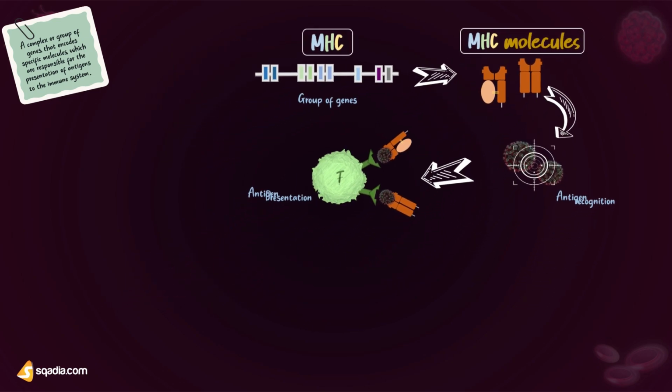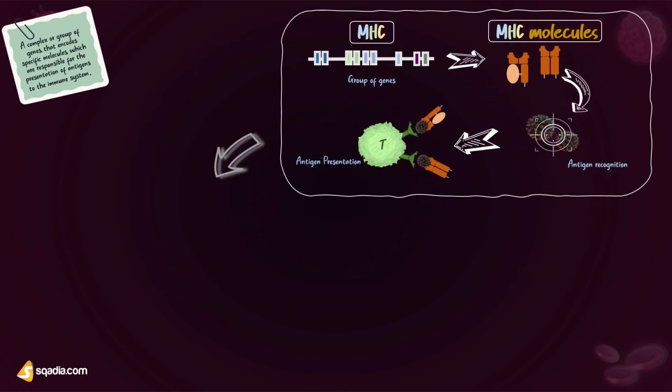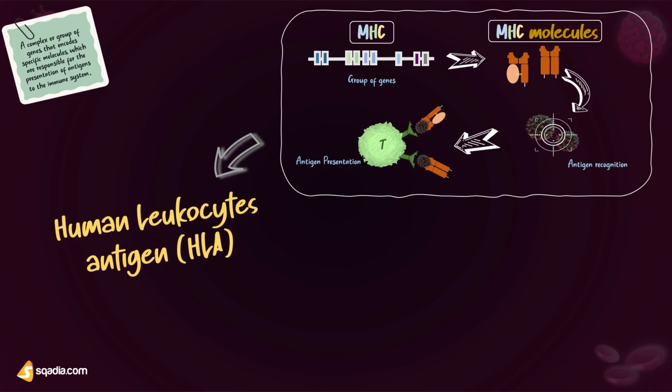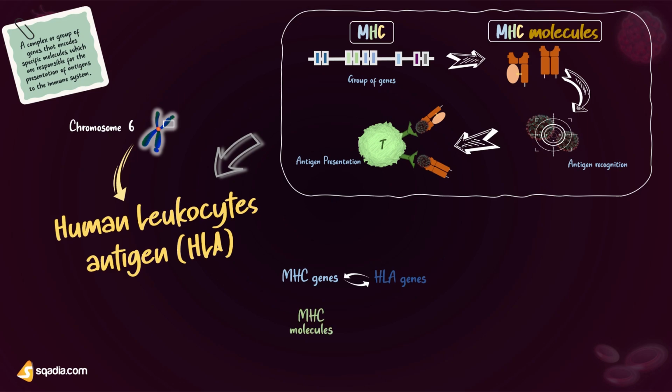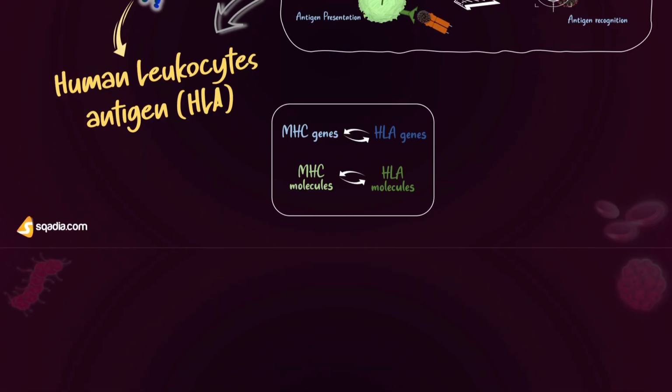This MHC has been given different names in different organisms. Like, in humans, MHC is also known as Human Leukocyte Antigen or HLA, and is present on chromosome number 6. So, here we can say, these two terms are interchangeable for humans. MHC genes or HLA genes encode MHC molecules or HLA molecules. Now you know these are the same, so I will use any of these terms in this video.